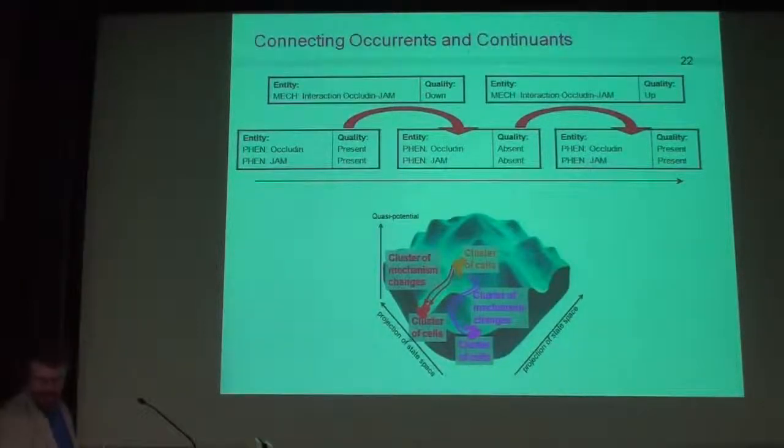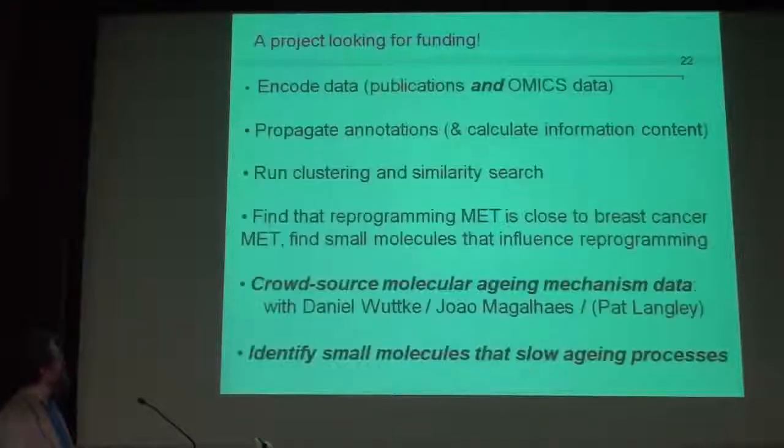So this has some nice implications for describing scientific accomplishments. This was actually still a project looking for funding. We would like to encode data based on publications and omics data, and propagate annotations, calculate information content, run clustering and similarity search based on that. Similarity search I've motivated in one of those slides. And then we could find out, for example, that reprogramming MET, this cancer-like process, is also close to breast cancer MET.